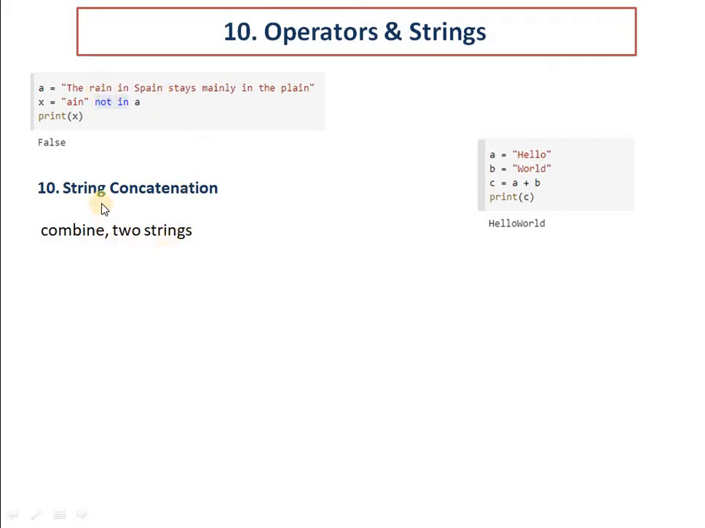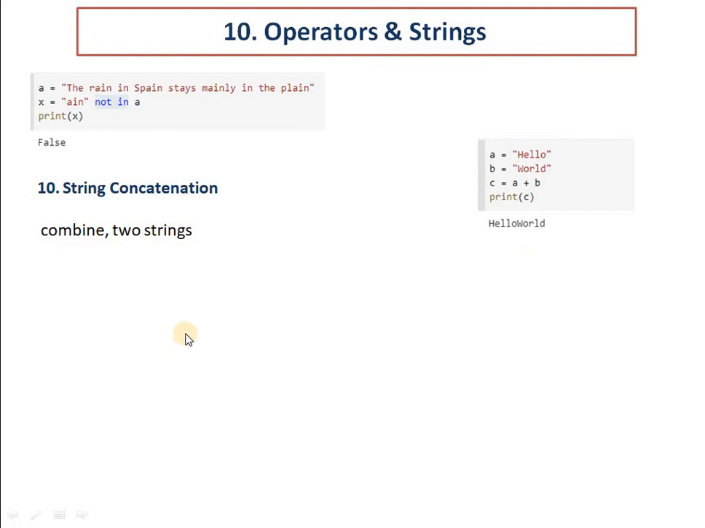Another string operation is called string concatenation. It is used to combine two strings. I am telling a is equal to hello, b is equal to world, and I am telling c is equal to a plus b, print c. It will just combine the values in the variables a and b and print that as the answer.